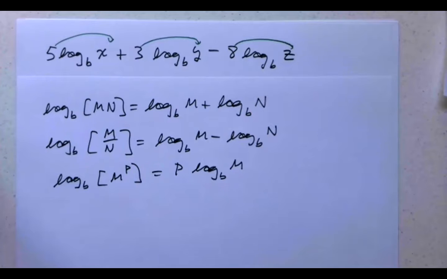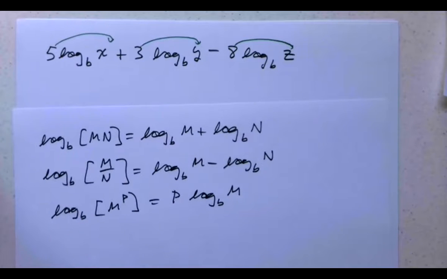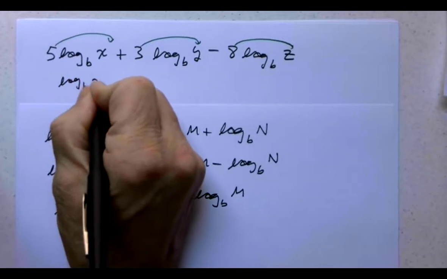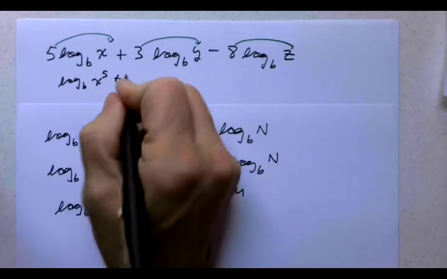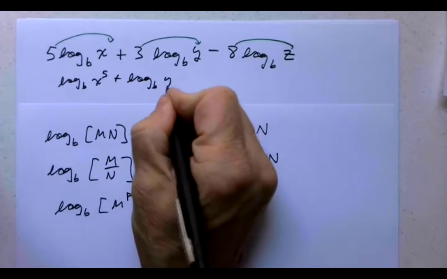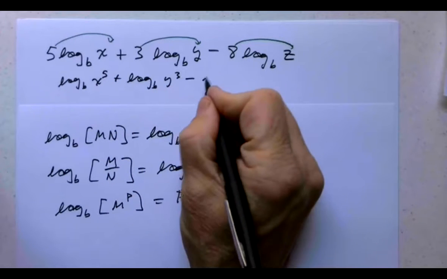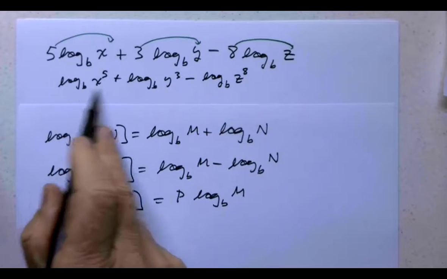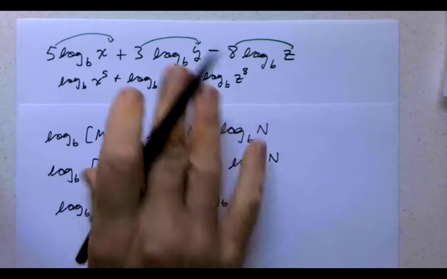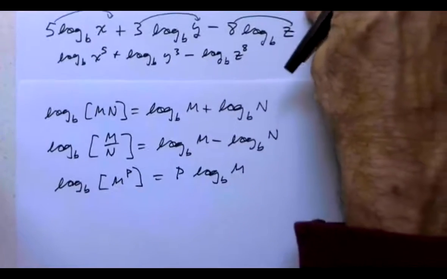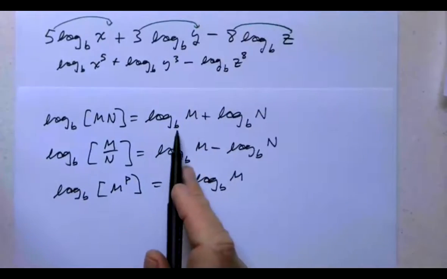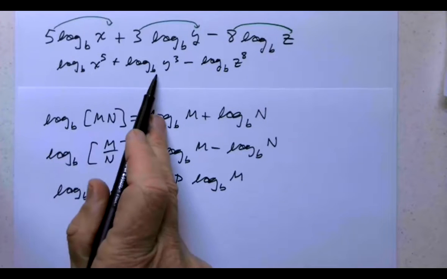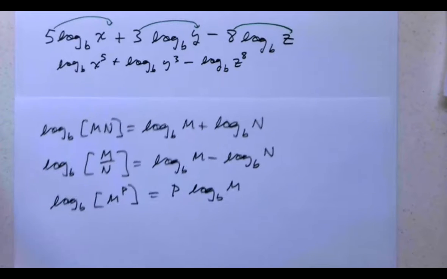So using that 3rd rule, this becomes log base b of x to the 5th plus log base b of y to the 3rd minus log base b of z to the 8th. So now I have these 2 things, log base b of x to the 5th plus log base b of y to the 3rd. That's the sum of 2 logs. So looking at my rule, sum of 2 logs, log b of m plus log b of n is log b of m times n. So log b of x to the 5th plus log b of y to the 3rd is log b of x to the 5th times y to the 3rd.